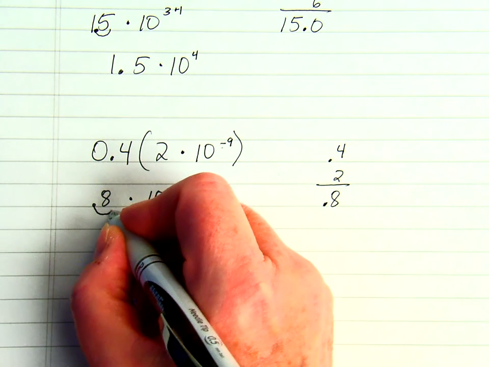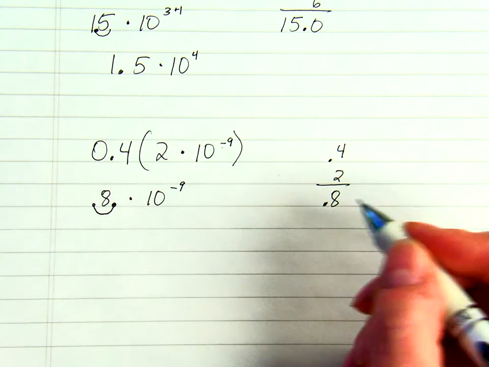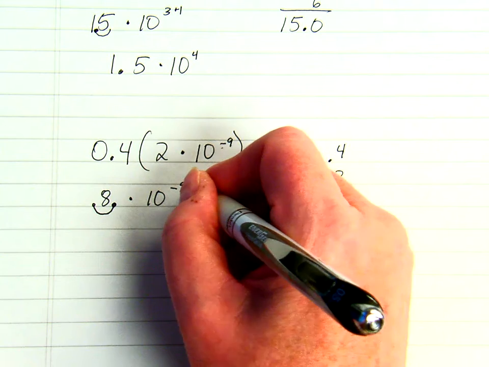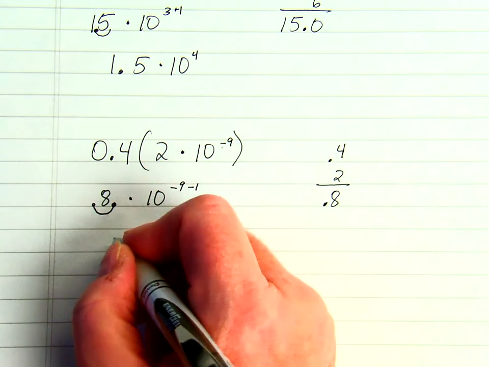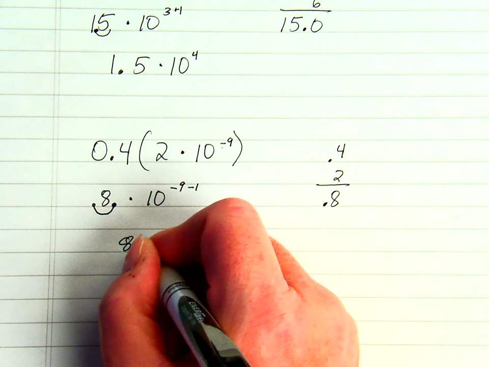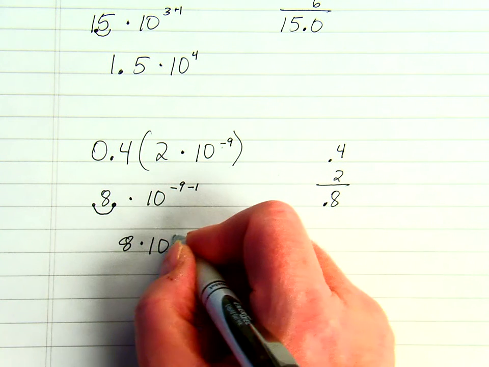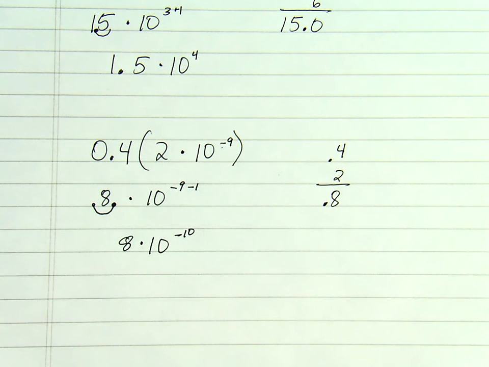Okay, so now we've got to move it here to the right one. Because we moved it to the right, we are subtracting 1. And so this gives us 8 times 10 to the negative 10 power. Okay, and that is our scientific notation lesson.